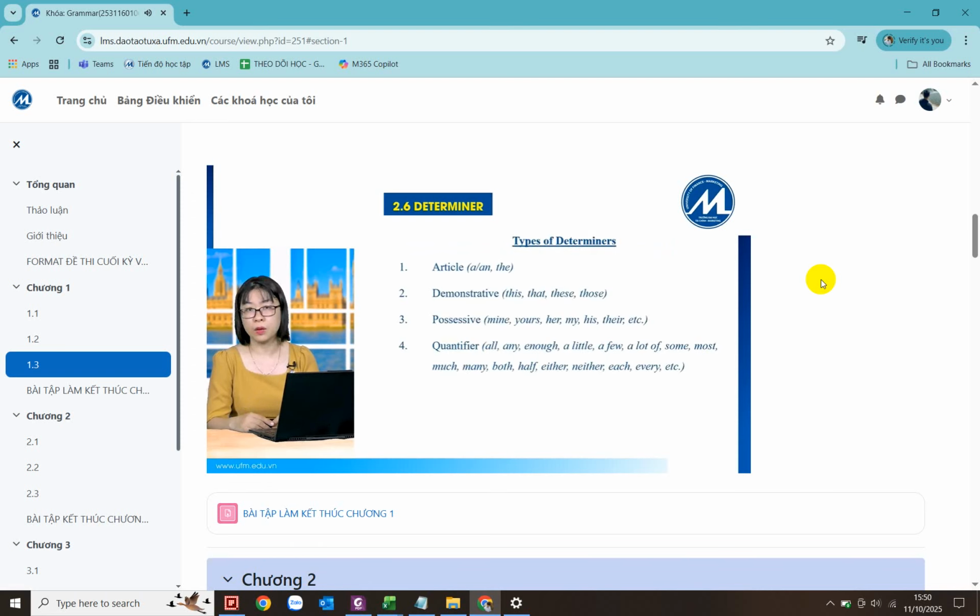The first one is article, or the words like a, an, or the. The second kind are demonstratives, or the words like this, that, these, or those. The third is possessive, or the words like mine, yours, her, or his. The fourth kind is a quantifier. Quantifiers are words that show quantity of something. They are words like any, enough, a little, a lot, some, etc.